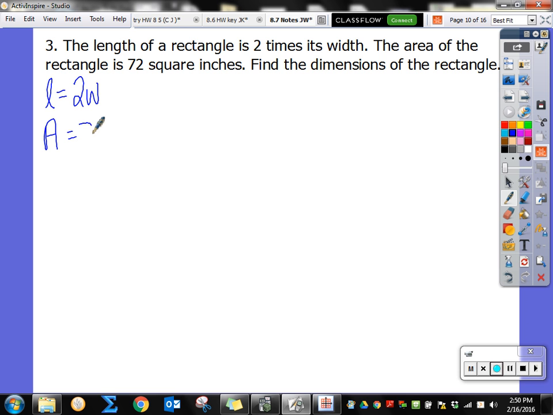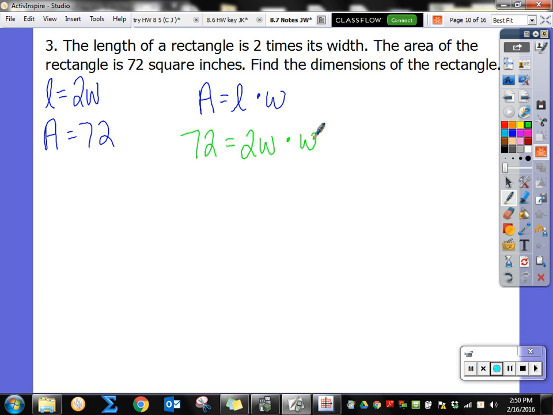So I'm going to make a list of everything that I have so far. Find the dimensions of the rectangle. So if I have the area and I have a length, probably what formula should I plug it into? Area equals length times width. And then I'm just going to plug in everything that I know. So I have 72 equals 2w times w. This one isn't going to work out the way I want it. That's okay. We'll work with it.